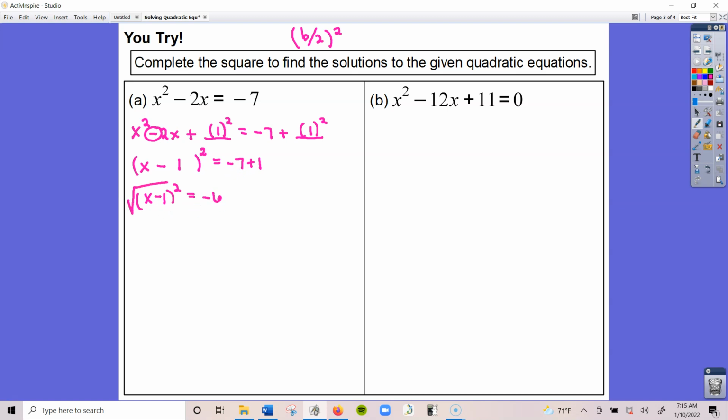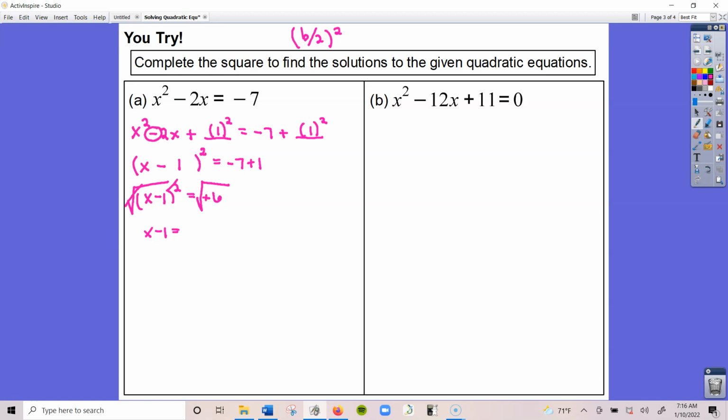Then we square root both sides. Now when we square root this side, we'll notice that here this cancels out, so we got x minus 1. But here we have the square root of negative 6, which, remember, we have a negative inside of the square root.